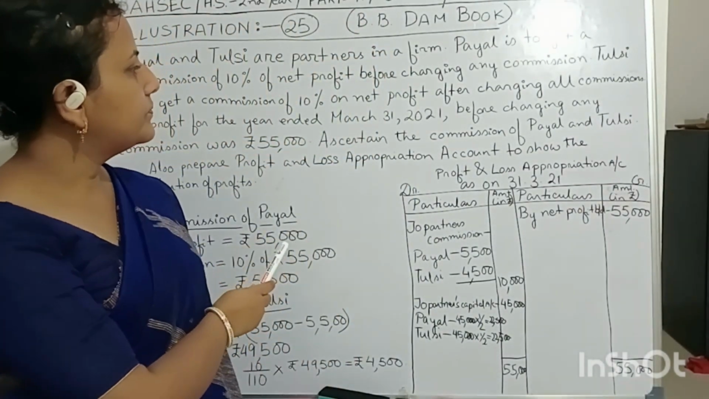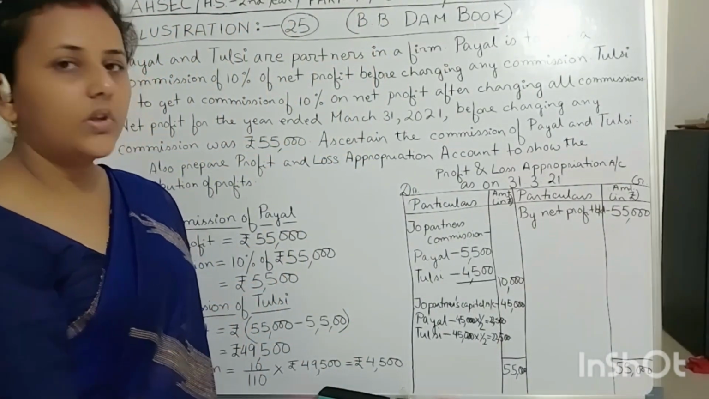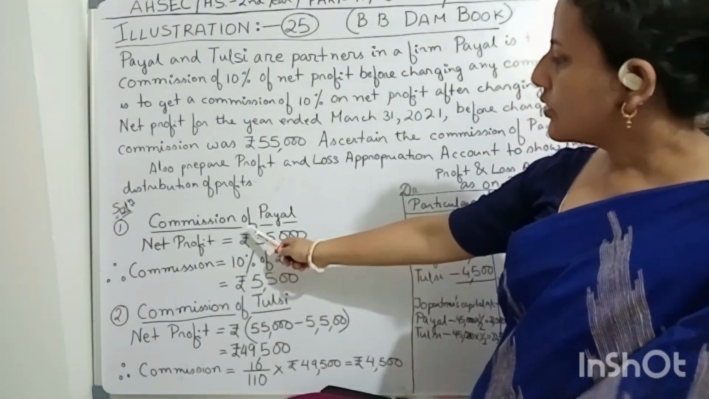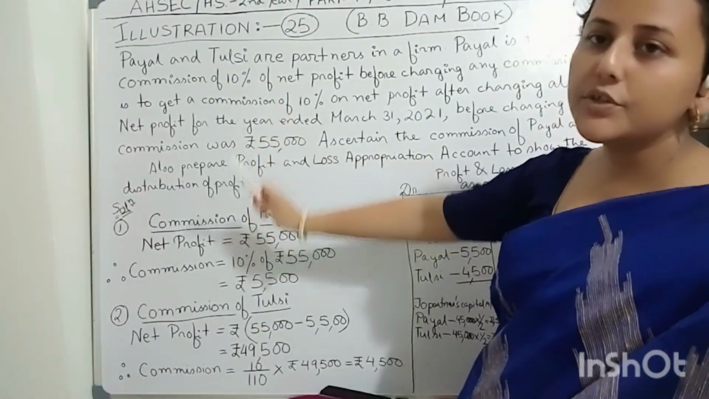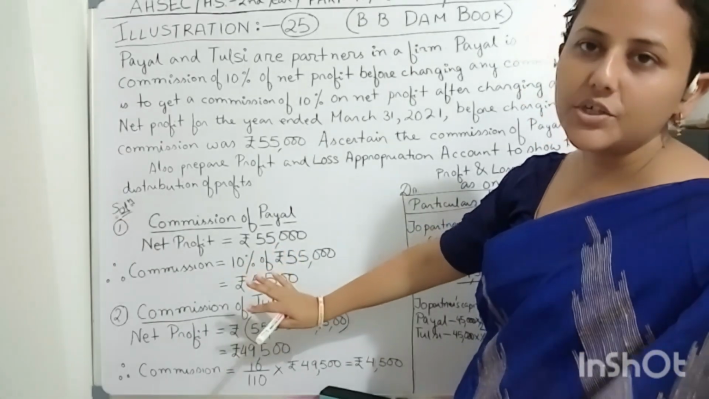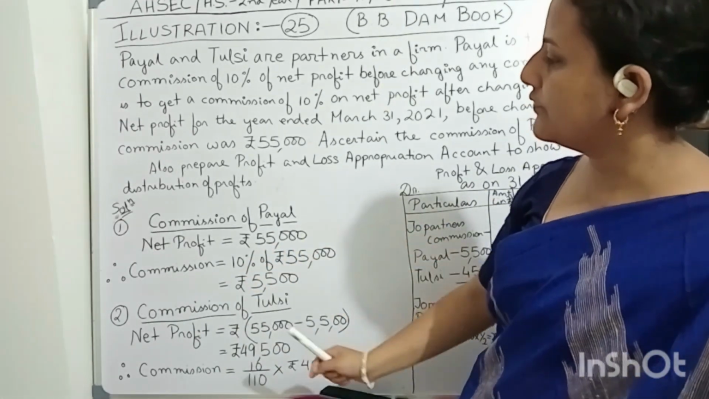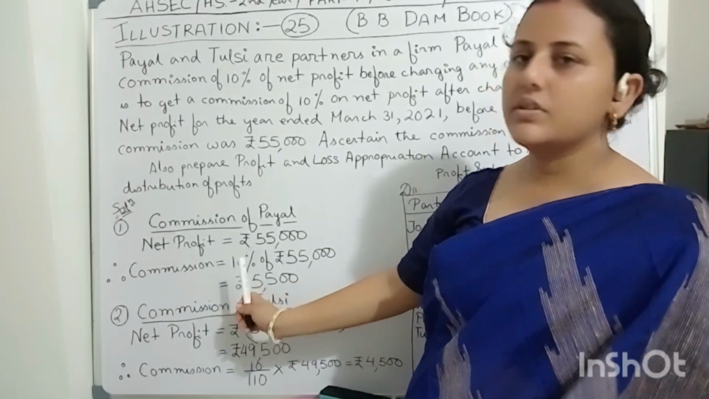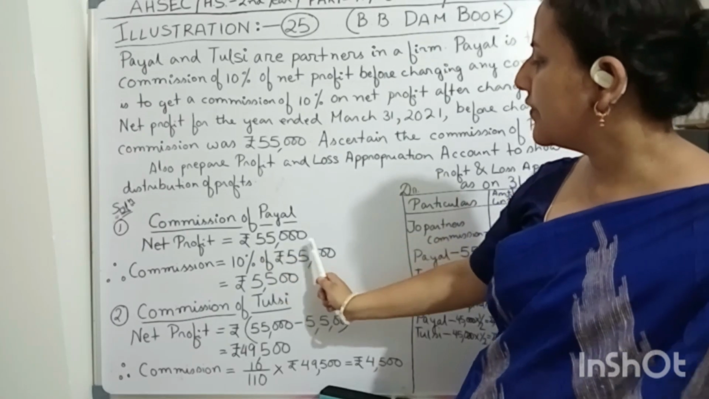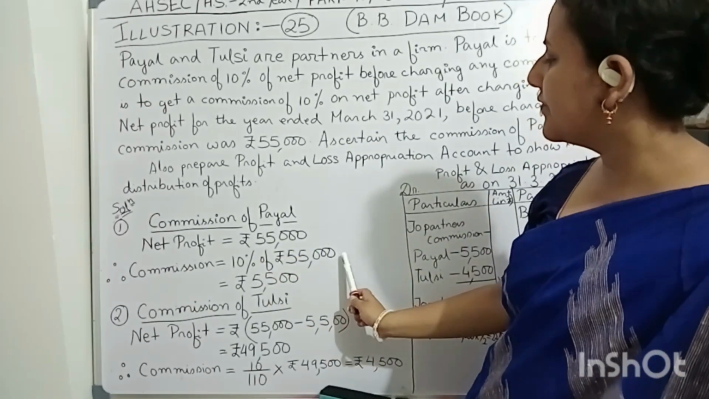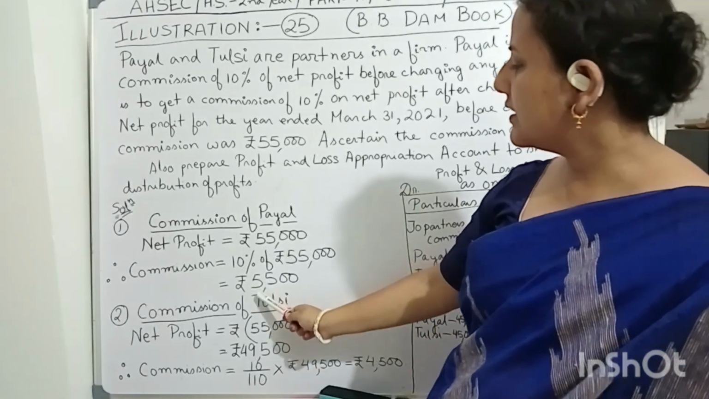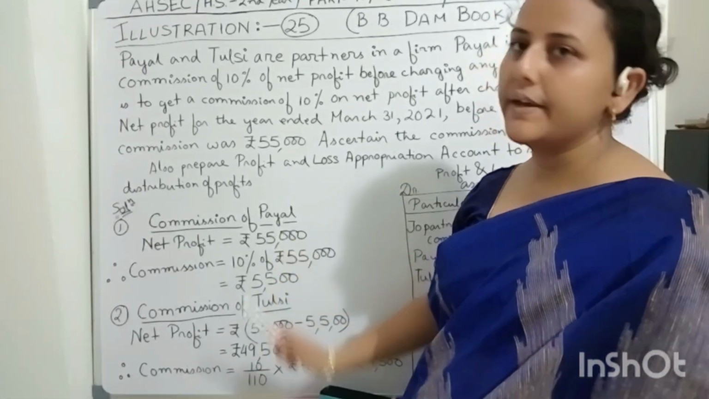You see here. Now see the solution. Commission of Payal, the first party. Before charging any commission, 10% of net profit was the commission of Payal. Net profit was 55,000. 10% of 55,000 is 5,500. So this is the amount of commission given to Payal.